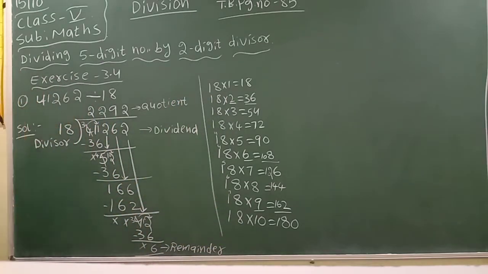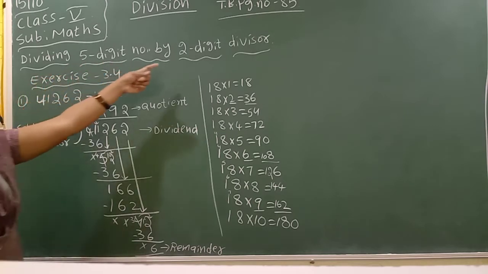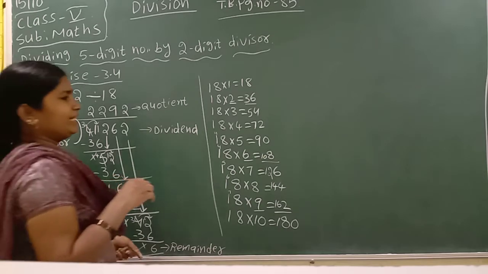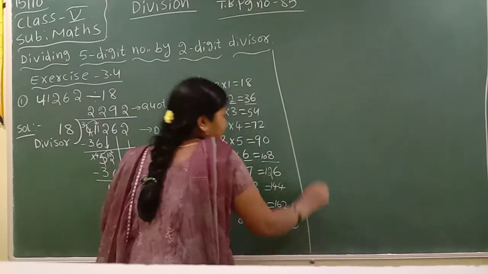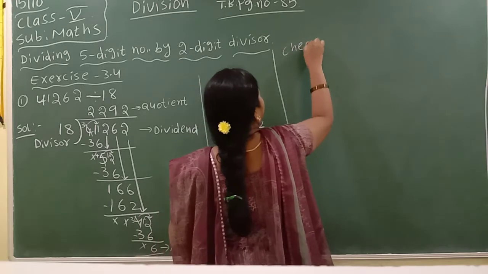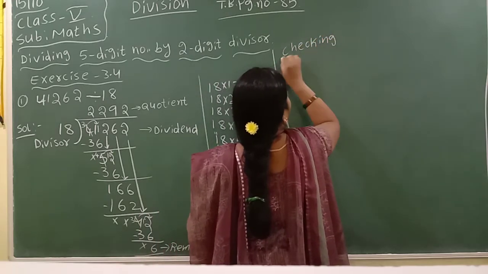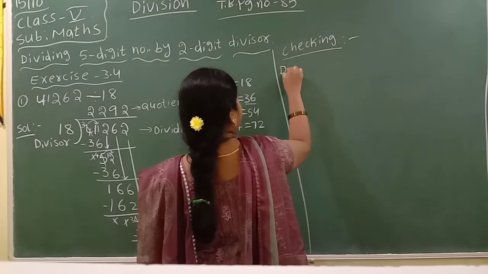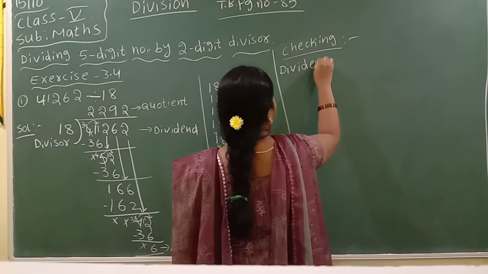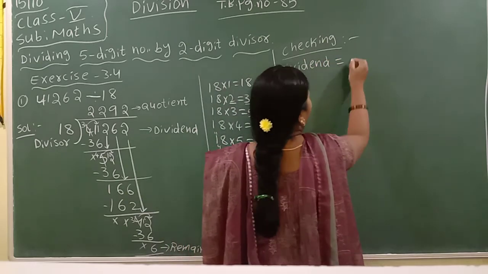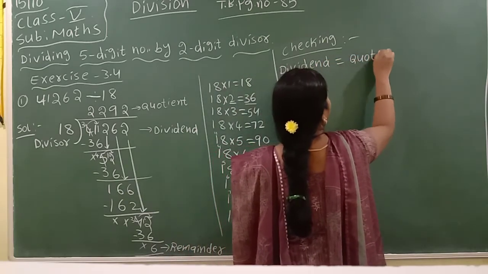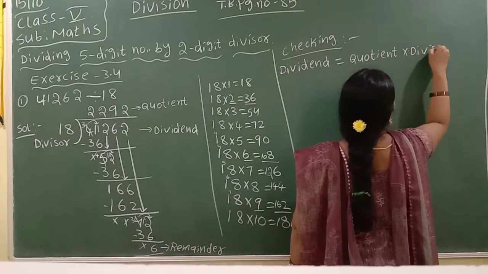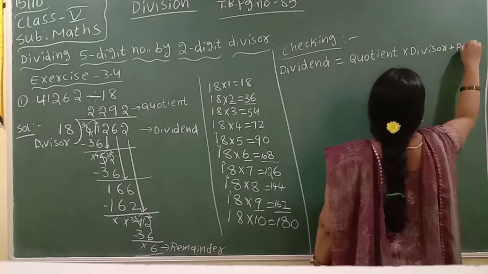Okay, this is a 5-digit number divided by a 2-digit divisor. This is how to do the process. Now here checking is also there. For checking we have one formula. What is the checking formula? Dividend is equal to quotient into divisor plus remainder.